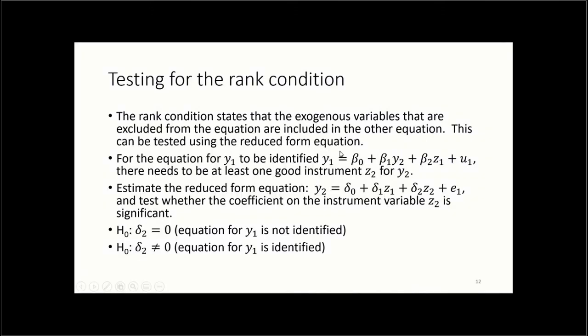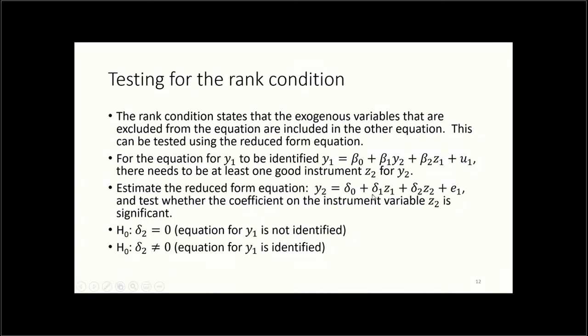Okay, so let's discuss testing for the rank condition. The rank condition states that exogenous variables that are excluded from the equation are included in the other equation, and this can be tested using the reduced form equation. So for the equation of Y1 to be identified, so basically for us to be able to estimate it, there needs to be at least one good instrument Z2 for Y2.